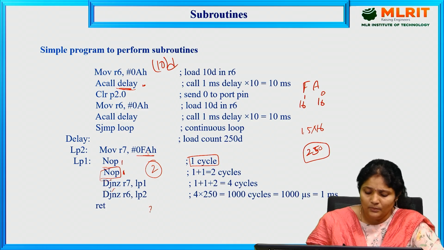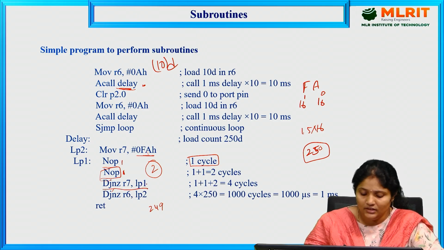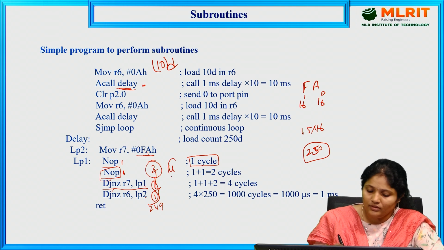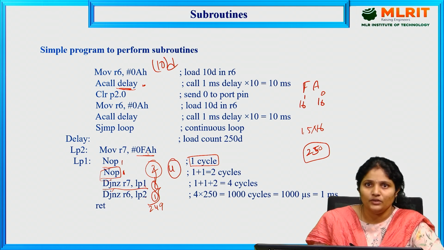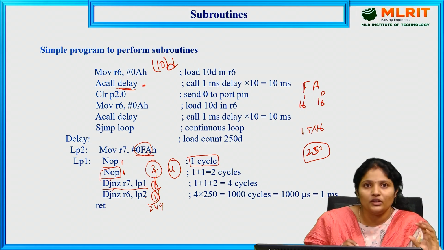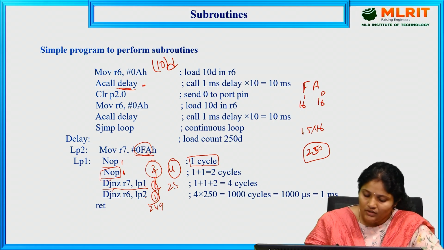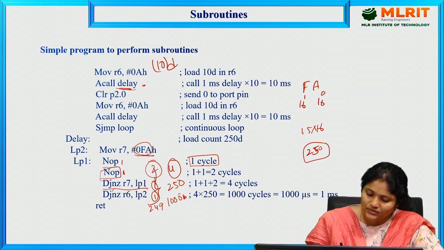So now it will become 249. So how many times will this loop execute? This loop will execute completely one time, and here this loop one time. Totally 4 times the loop will be executed, right? So 4, and here what is the value of the loop? That is 250. So 4 into 250, how much? Right, 4 into 250, 1000 cycles.